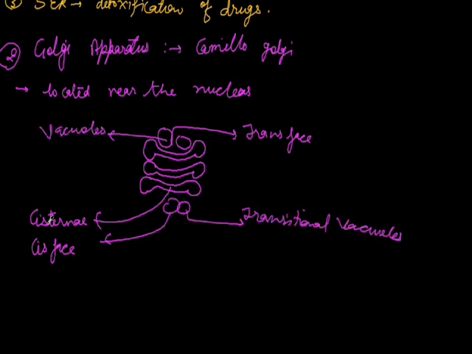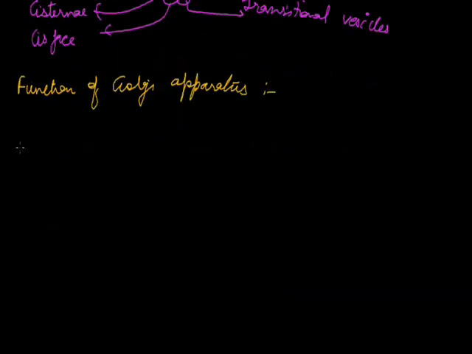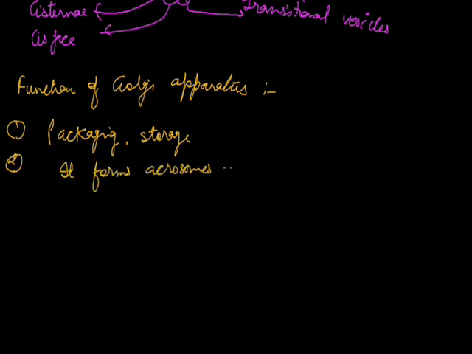Here, vesicles. Now the function of Golgi apparatus. The main function of Golgi apparatus is packaging, storage. The second function is it forms acrosome of sperm.